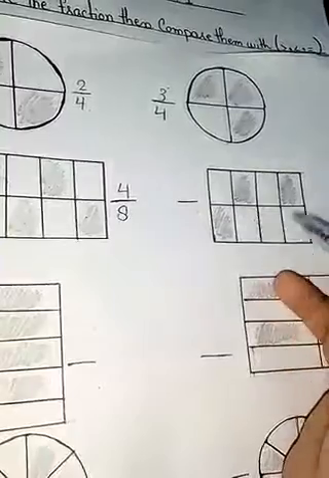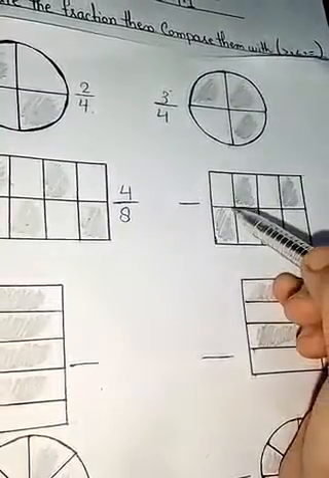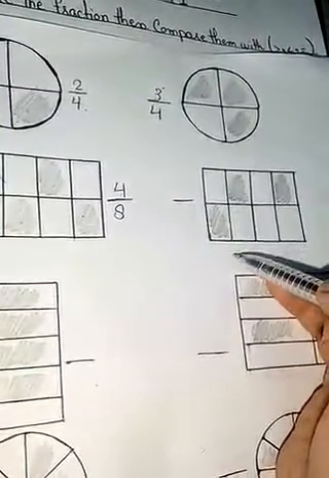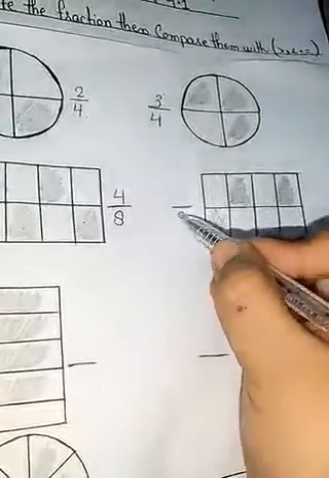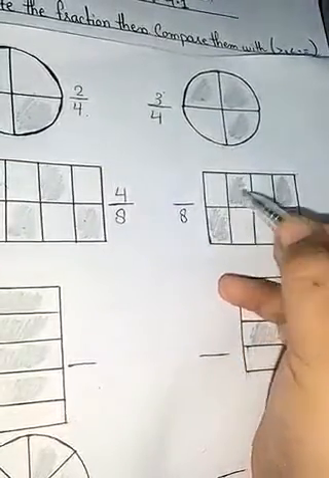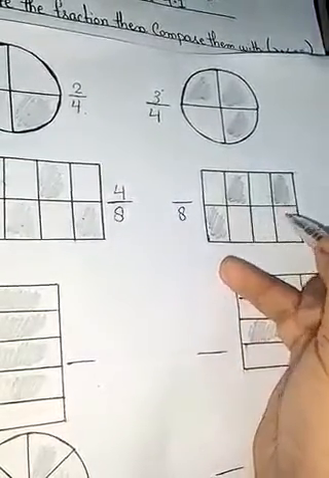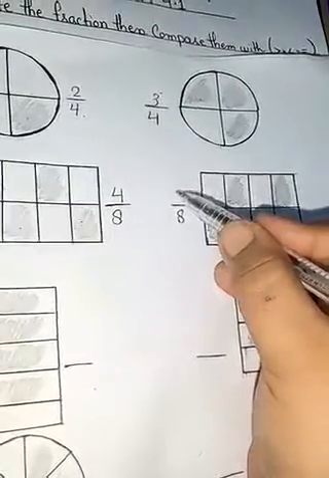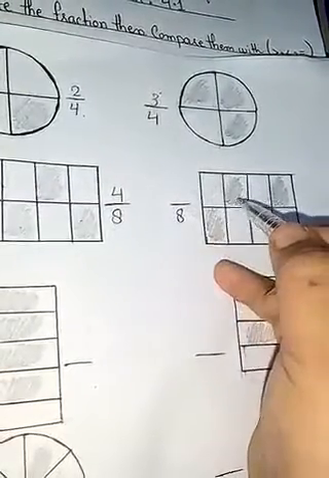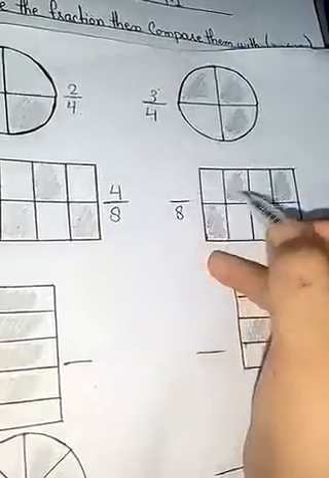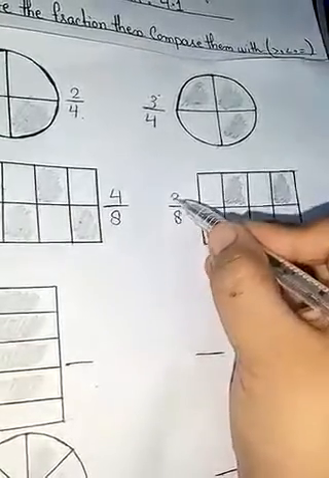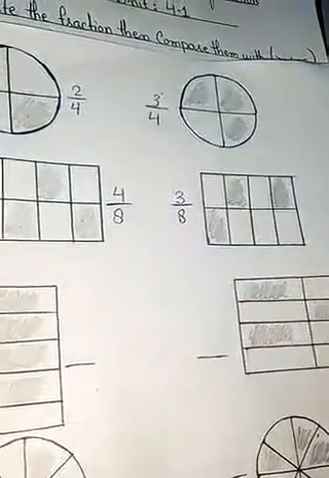On the right hand side again we have a rectangle and again it is divided into 8 parts: 1, 2, 3, 4, 5, 6, 7, 8. So the denominator is 8. And in the numerator we have to write the shaded parts, which are 3. So the numerator is 3.